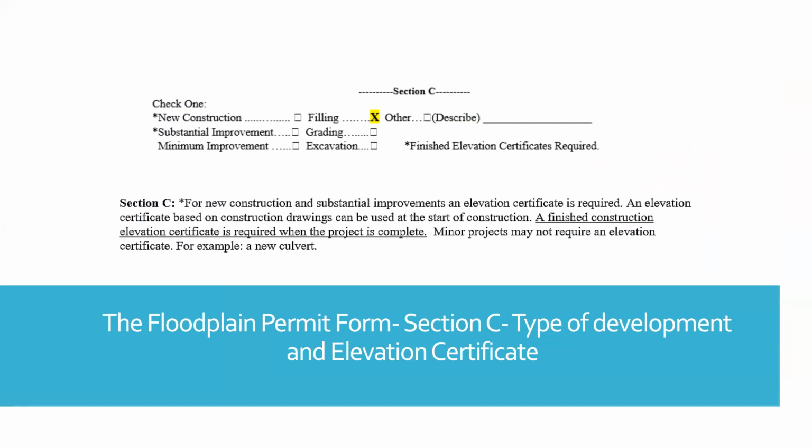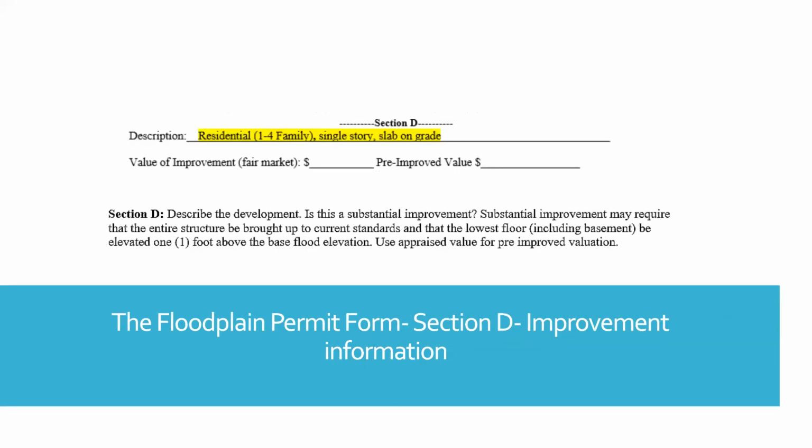So the next section, what kind of development am I doing? So the instructions here talk about the need for elevation certificates. So you can provide one based on drawings at the start of construction, but underlined, you're also going to need a finished elevation certificate when the project is complete. So that's important to know. So I'm proposing to put in fill and then also a slab on grade house on top of that. And there it is, residential, just single family, single story slab on grade.